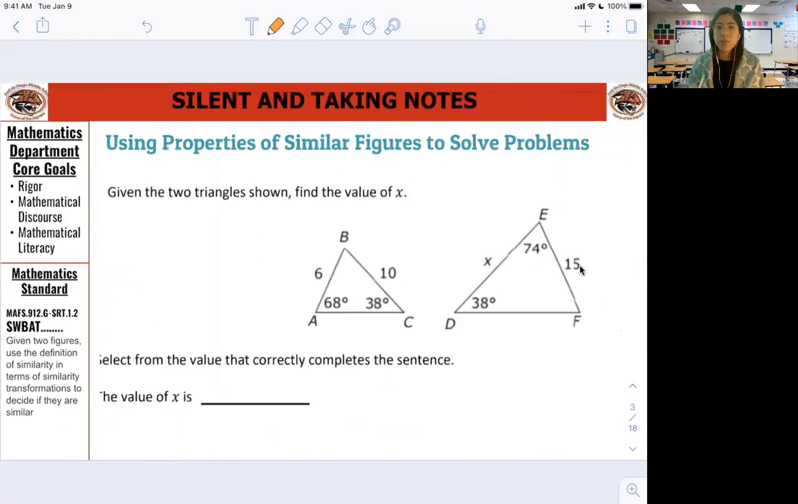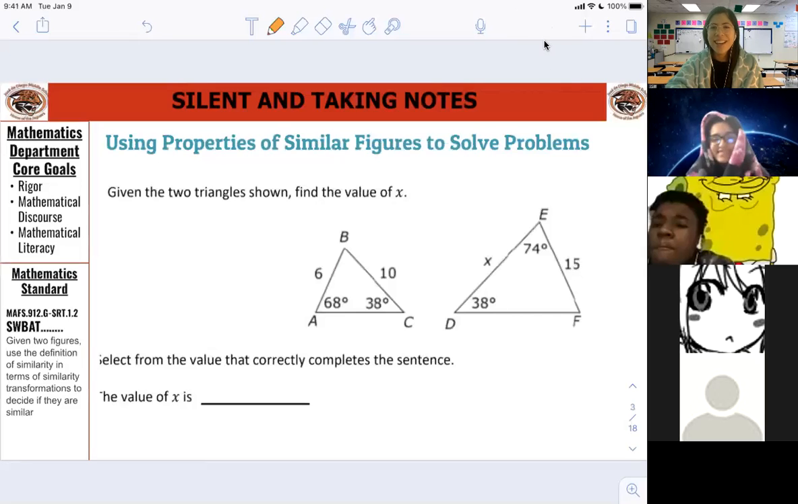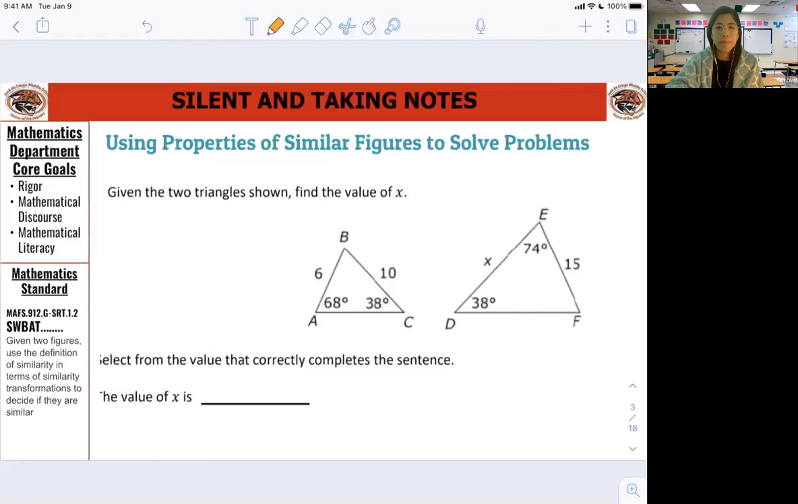And this is very similar to, I see Perla smiling, it's very similar to what is on your Khan Academy assignment. Okay, so if you were having confusion about the assignment, it should clear it up today.